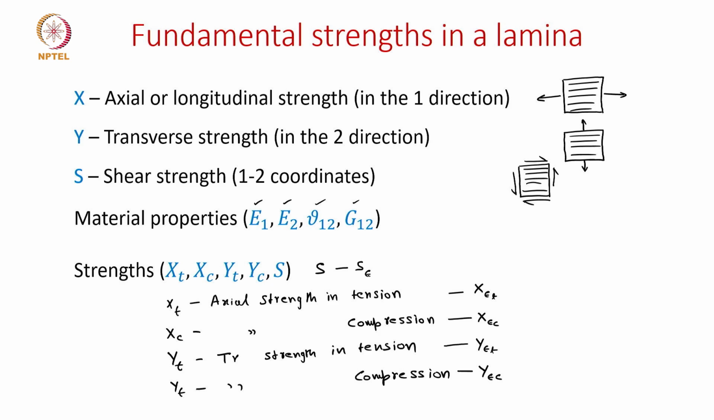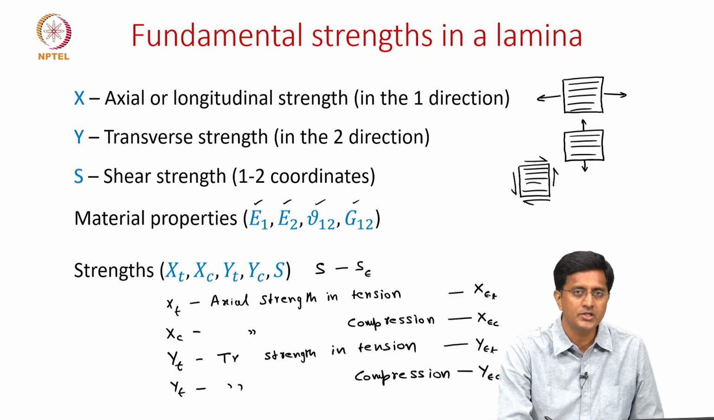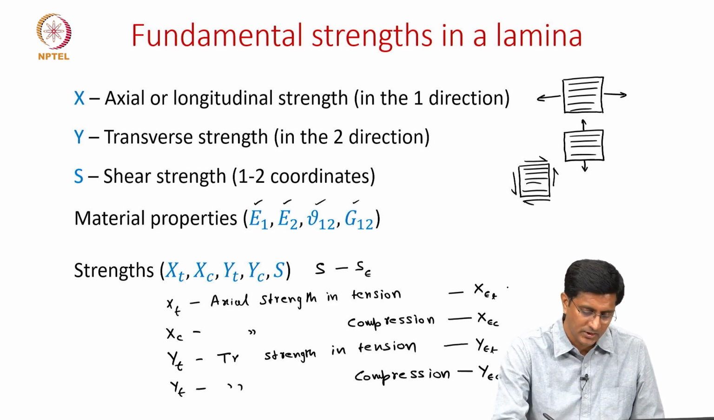So we can write these failure strains in terms of the failure strengths by simply writing it as Xt by E1, this as Xc by E1.